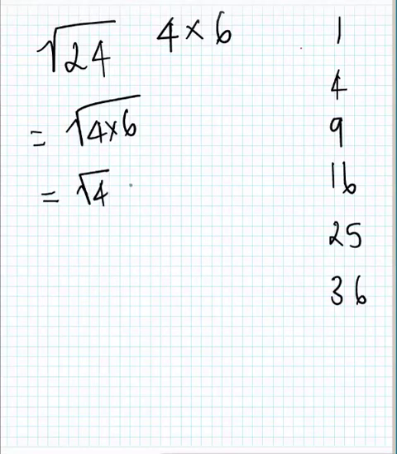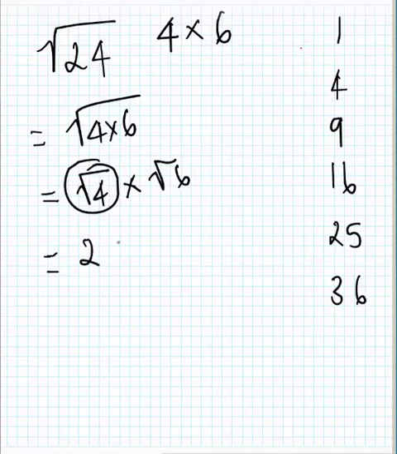So square root of 4 times the square root of 6. Perfect, this is a perfect square. Square root of 4 is 2 times square root of 6. And just do a check. Can 6 be broken down further? Can it be simplified? No, because 2 times 3 is 6, and 2 and 3, they're not perfect squares, so we can't do anything else.